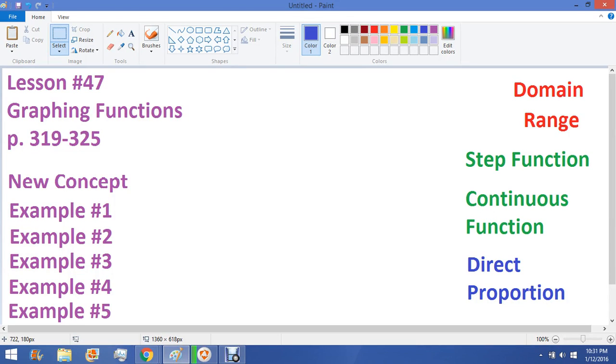Hey, this is lesson 47, graphing functions, page 319 to 325. I'm on the bottom of 319.